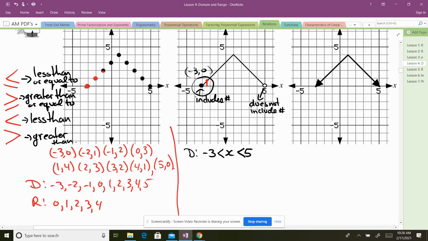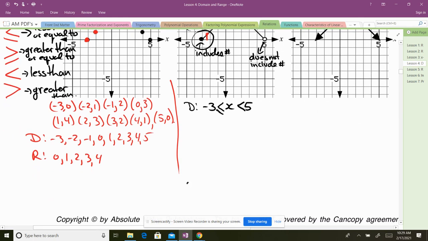Now, can we be the -3? Does it exist? Because it's a solid circle. Solid circle means it includes the number, it exists. So you have to put a little line underneath because it can. Can we be the 5? No, because it's an open circle. You don't put the little line underneath. If there was a closed circle, you would put the line. So let's put that somewhere. We're running out of room here.